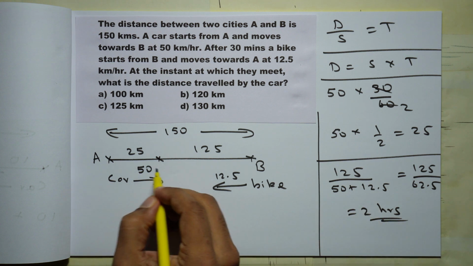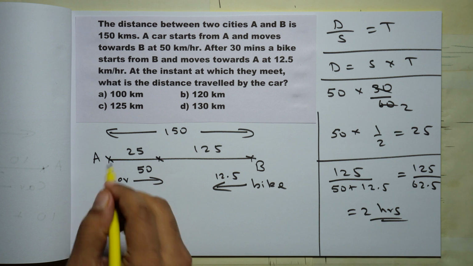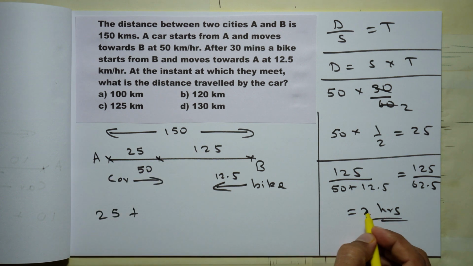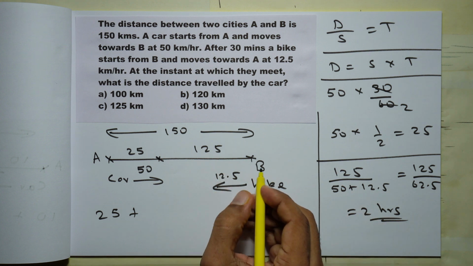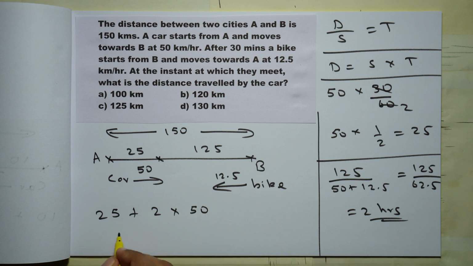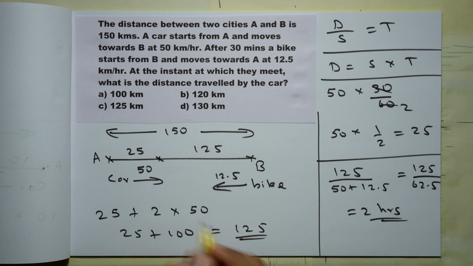Now we'll calculate the total distance covered by the car. Initially the car does 25 kilometers and then in 2 hours the car will meet the bike. 2 hours, and every hour the car will do 50 kilometers. So 25 plus 2 into 50 is 100. So 25 plus 100 gives you 125 kilometers. So the total distance moved by the car is 125 kilometers. That is option C.